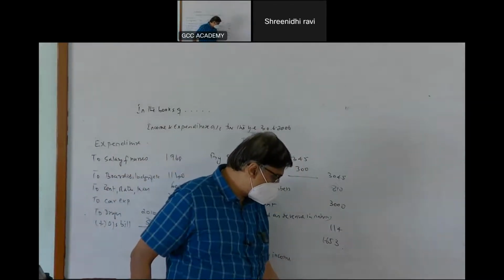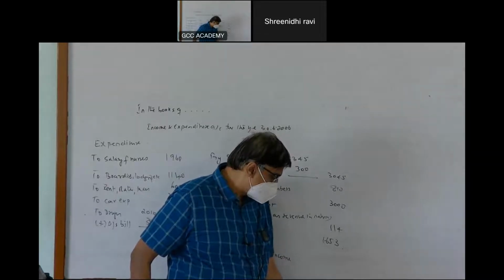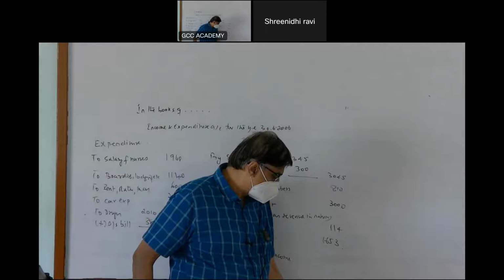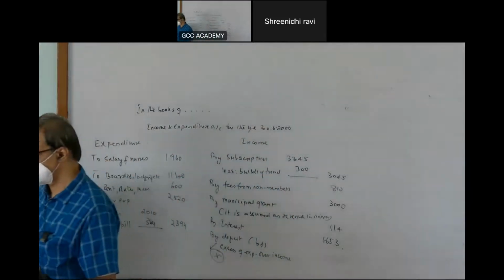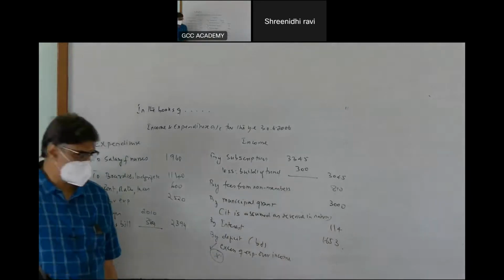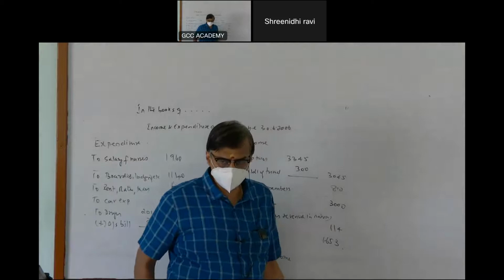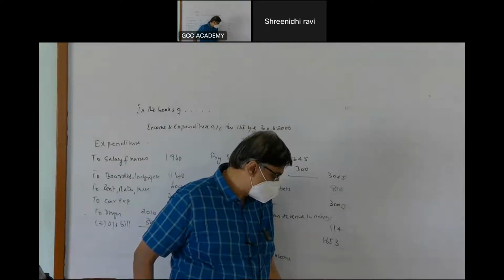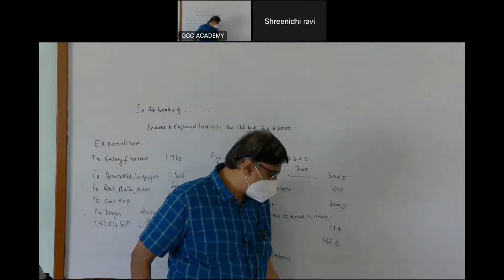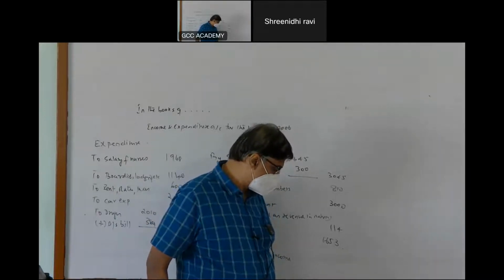Sale of old newspaper 2,500. Legacy is 4,000. Interest on investments 2,000. Endowment fund receipt 20,000. 20%. Yeah.